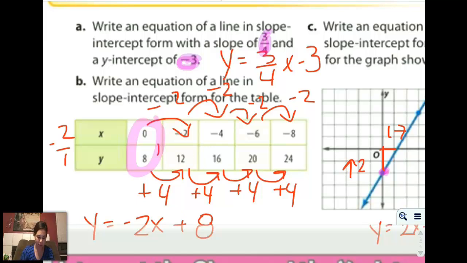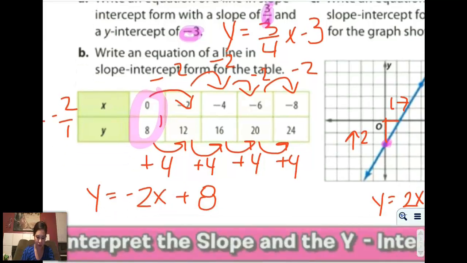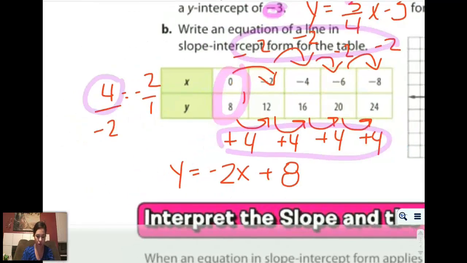If you look at part B, we had to find the changes in my y's and then the changes in my x and then divide like we had been doing before. So change in y over change in x gives me negative 2 over 1. That is my slope. And I look in my table to see where x is 0 because I know that in order for it to cross the y-axis, my x has to be 0. So I see that it is 8.